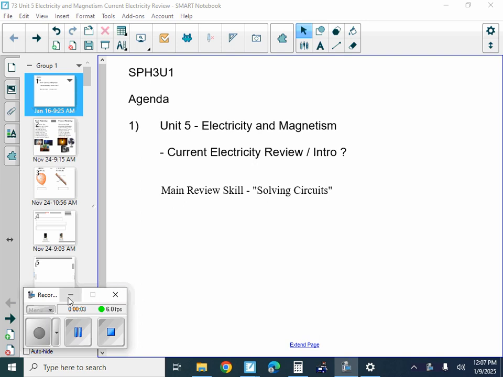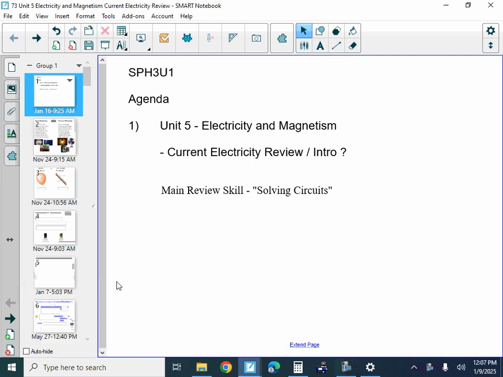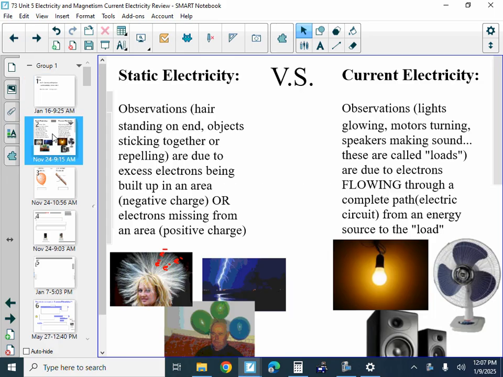Hi there, everybody. We are getting started with the electricity and magnetism unit. So the energy unit's done, and now we're going to look at electricity and magnetism. I'm going to do a review of a bunch of stuff that should be familiar from grade 10, but I'll just cover a lot of little background information.